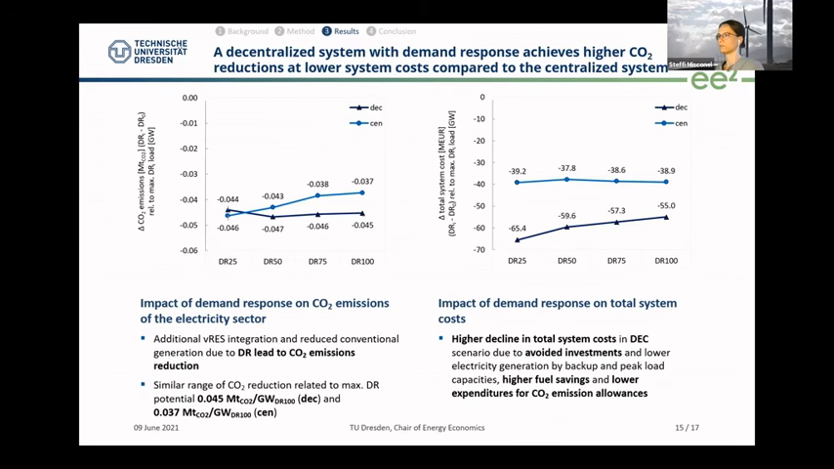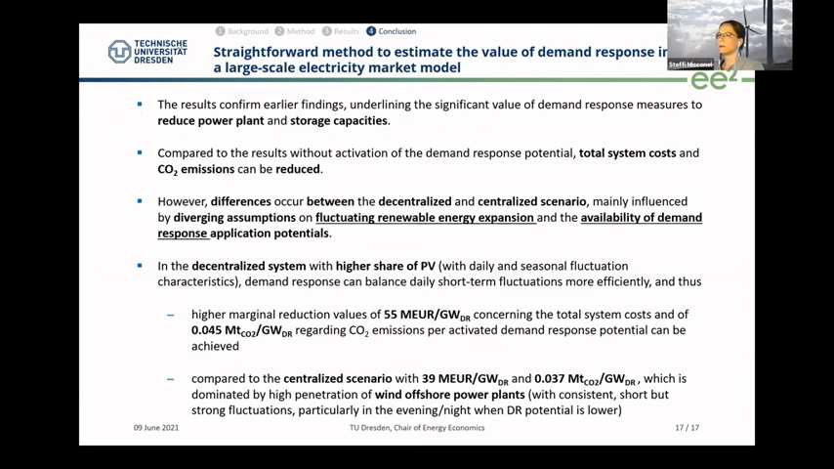To conclude, some final remarks. We illustrated a quite straightforward method to implement demand response into a large-scale electricity market model. All our data are open, accessible, available, and also the model formulation, which I presented before, is quite straightforward and adaptable for every large-scale electricity market model which considers a linear optimization. And our results also confirm earlier findings and underline the significant value of demand response by reducing conventional power plants and storage capacities.